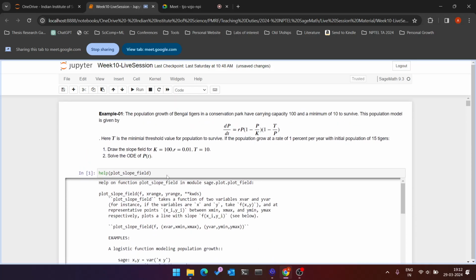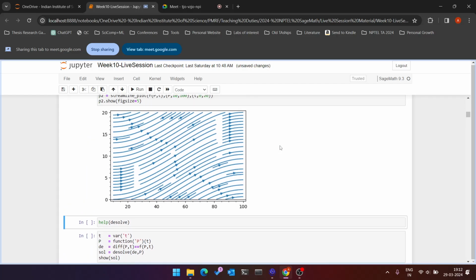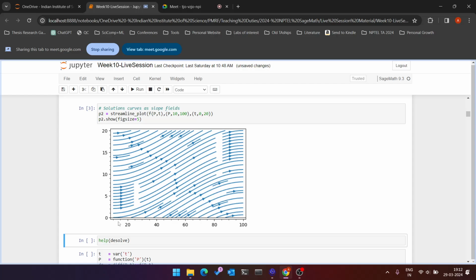Our challenge is to find a particular solution wherein at t equal to 0, p should be equal to 15. Somewhere here lies our solution, around this point. So maybe this line is our solution.